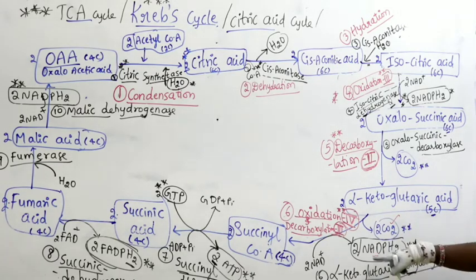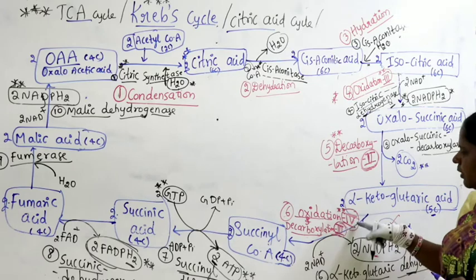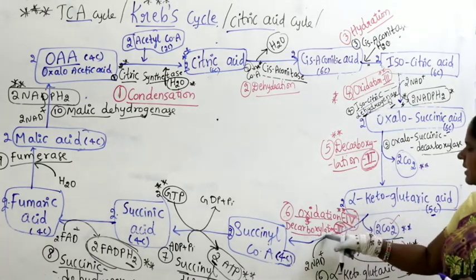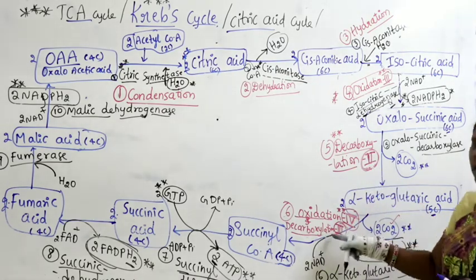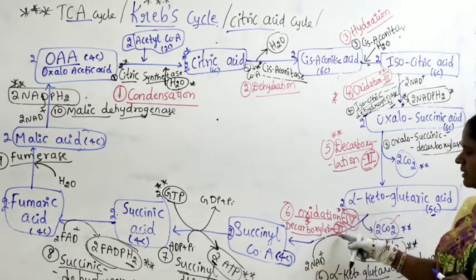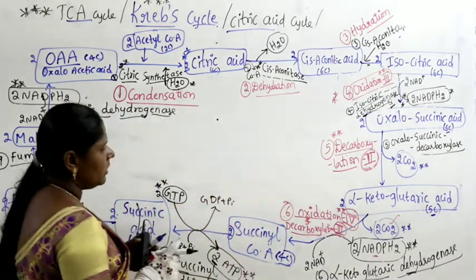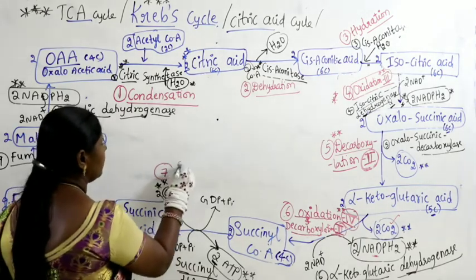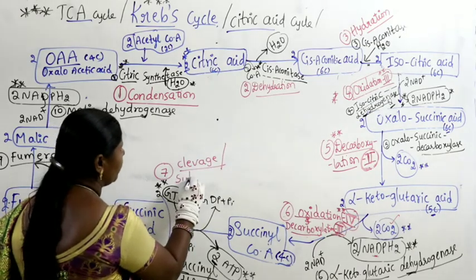Then followed by next, NADPH2 is produced, carbon dioxide also released. So what is the name of the reaction? Oxidation number 4. This is oxidation number 4 and decarboxylation number 3. The earlier one is decarboxylation number 2, and next is oxidation 4 and decarboxylation number 3, right? Next, this reaction is nothing but cleavage, or itself is called substrate level phosphorylation.